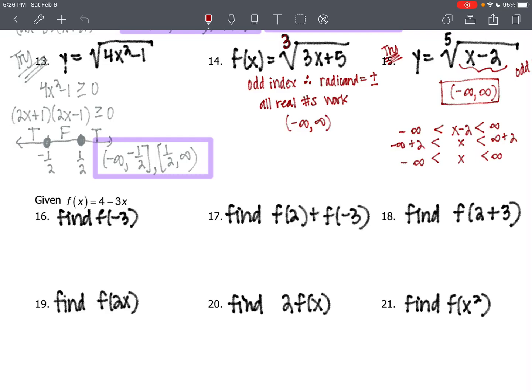In these examples, we're going to make sure that you are comfortable using function notation. So here we're given f of x equals 4 minus 3x. So we're given this function right here. And for this given function, like I said, we're just going to practice using function notation. Find f of negative 3.